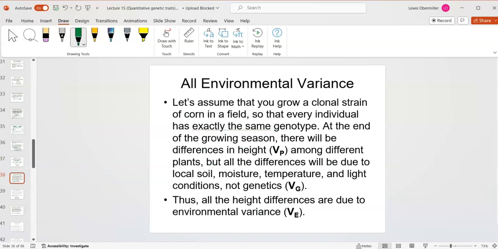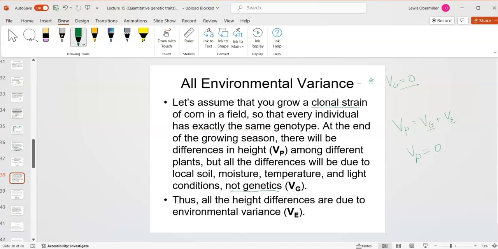Okay, so let's say we want to know if it's all environmental variance. If we want to do that, then VG has to equal 0. There has to be no variance due to genetic factors. So let's say that we have a clonal strain. That means each individual is a clone of the others, exactly the same as identical twins. So our phenotypic variance is going to be equal to our genotypic variance plus our environmental variance. VG is 0, right? There's no genetic variance.